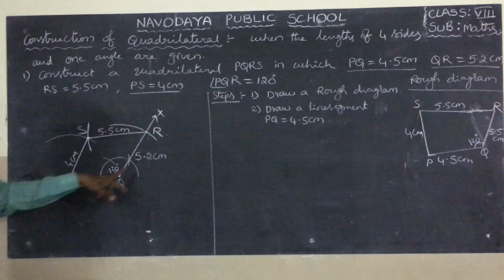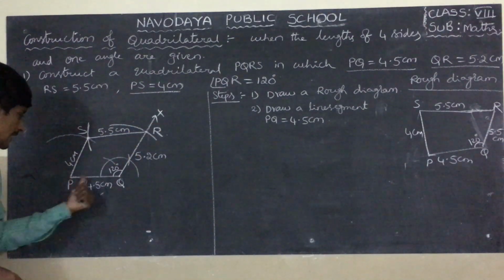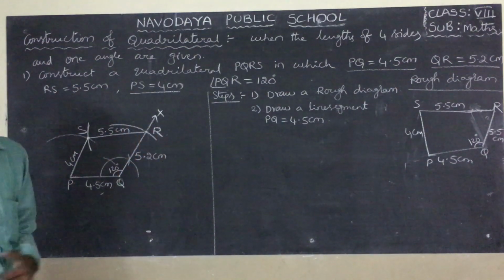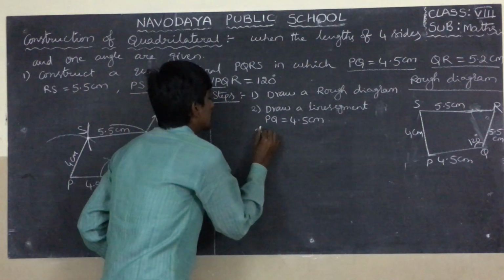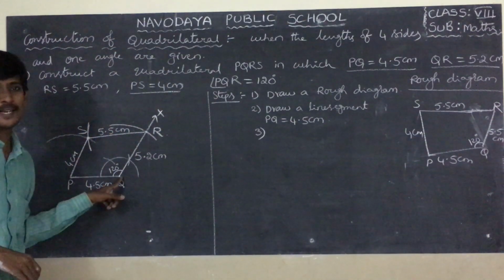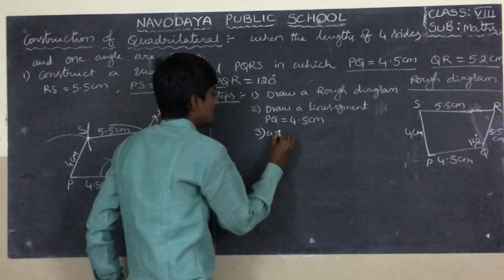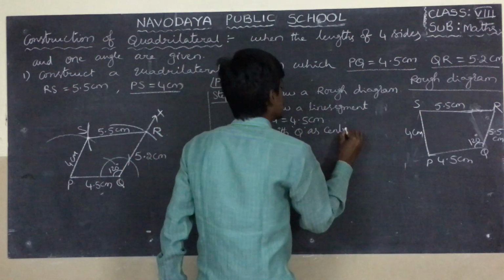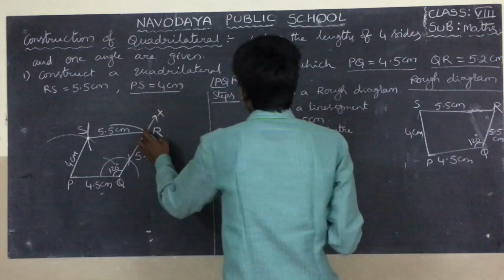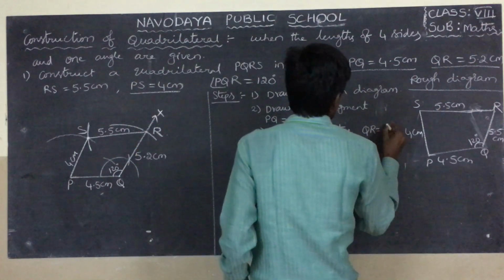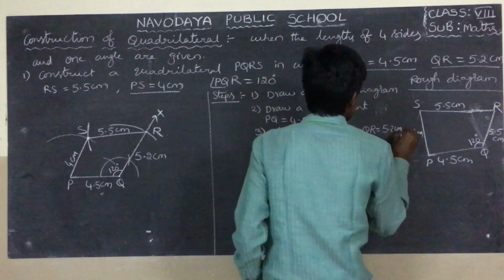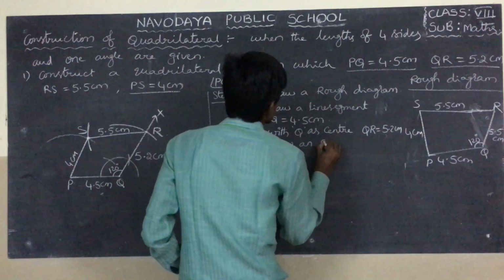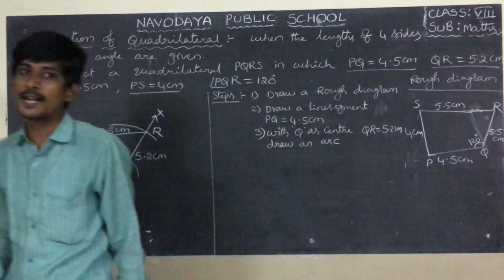Now the steps. First step is draw a line segment PQ equals 4.5 centimeters. Third, with Q as center, QR equals 5.2 centimeters, draw an arc.